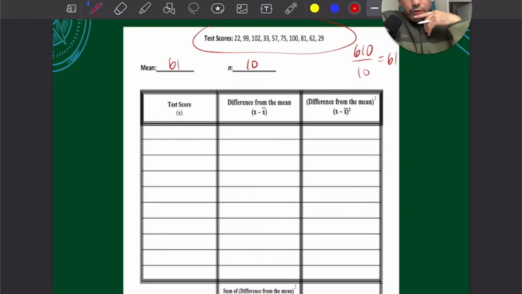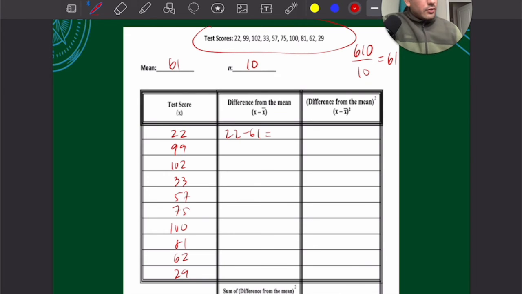All right, so that first table, I'm just going to go ahead and put all the values that they gave me: 22, 99, 102, 33, 57, 75, 100. And then the second column, they're saying, go ahead and take the difference of this value minus the mean. So what they're saying is 22 minus 61. And you're just going to do that for every single one. So again, I took the values, subtracted from the mean, and these were the values that I got in the second column.